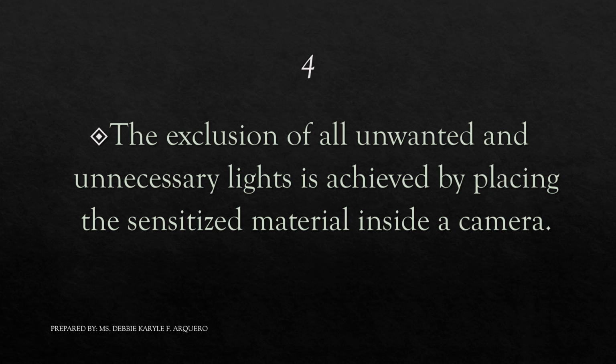To exclude the unnecessary or unwanted lights in order to avoid overexposure, this is achieved by placing the sensitized material, specifically the film, inside the camera, if we are talking about traditional photography where we use an analog camera. So the film will be placed in the analog camera in order to exclude unwanted and unnecessary light, with also the help of a lens, because a lens will bend the light towards each other for it to be recorded on the film.